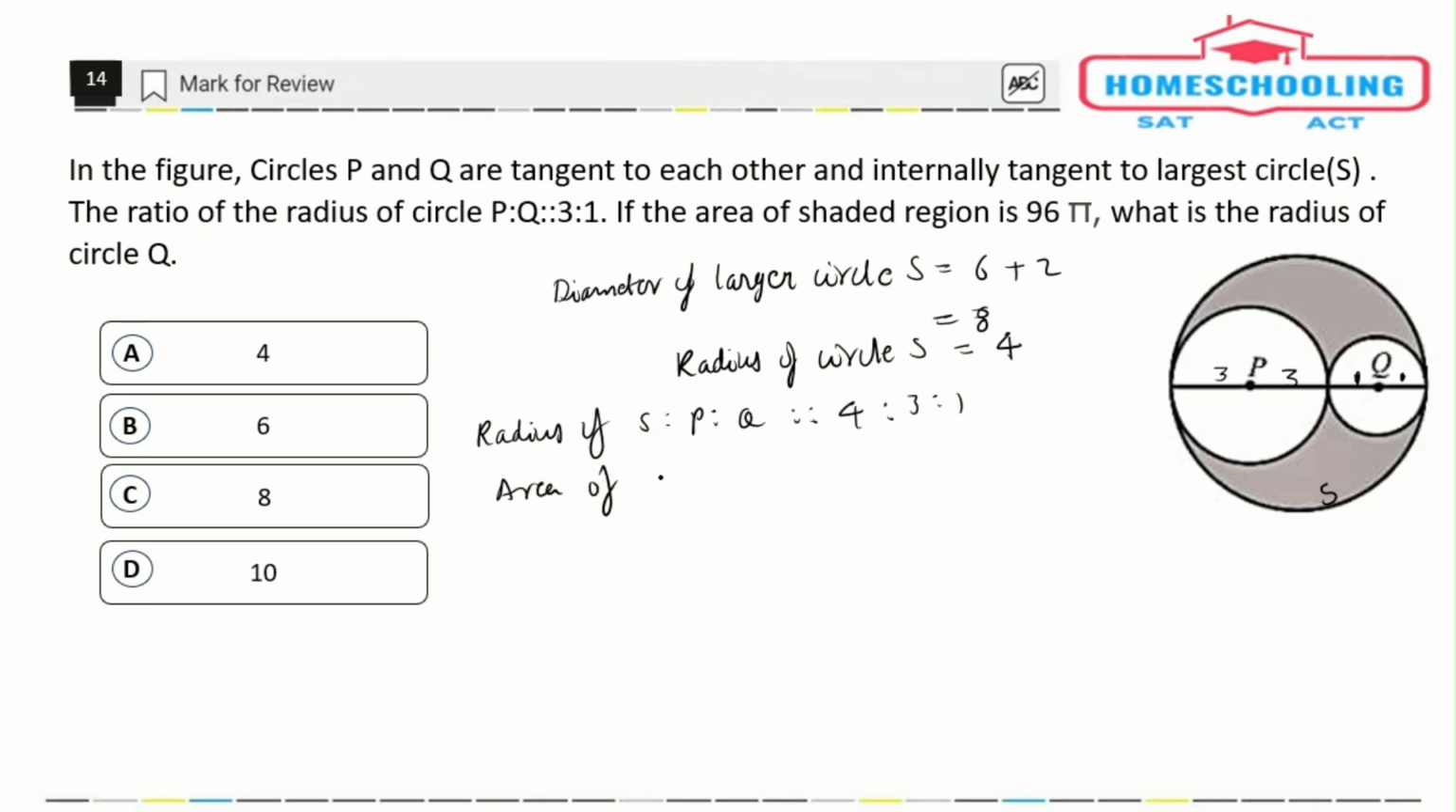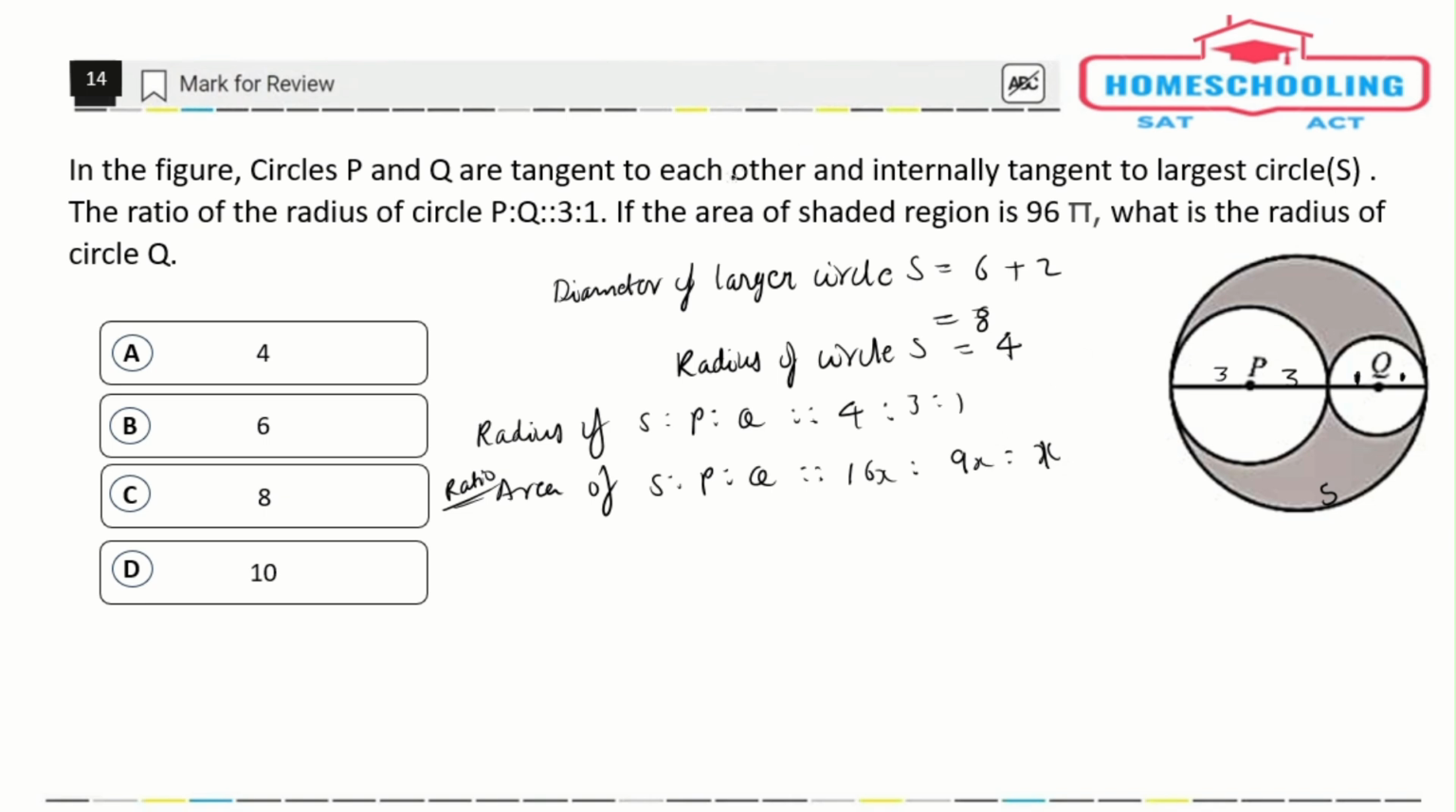Now what is going to be the area? The area of S is to P is to Q would be the square of that. So it would be 16:9:1. These are ratios of radius and ratios of area. So we can write this as 16x, 9x, and 1 into x, that would be x. So the ratio of area of S is to P is to Q is 16x is to 9x is to x.